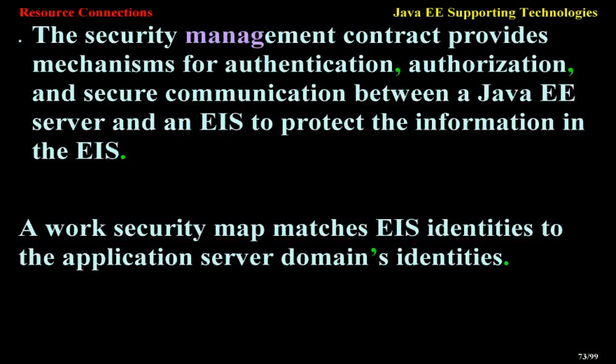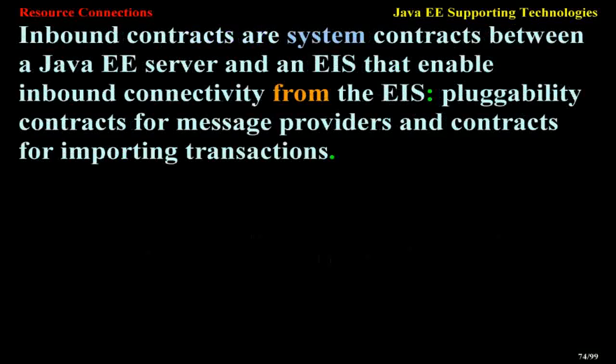A work security map matches EIS identities to the application server domain's identities. Inbound contracts are system contracts between a Java EE server and an EIS that enable inbound connectivity from the EIS. Pluggability contracts for message providers and contracts for importing transactions.